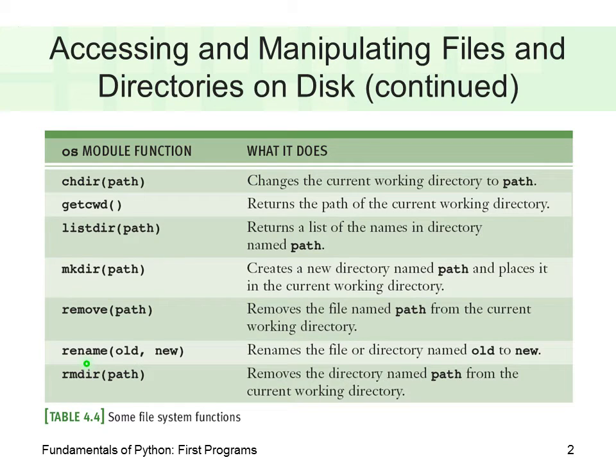Maybe we'd like to rename a file in our folder or even a directory. And to do that, you would just say rename old, new, old being the old name and new being the name we want to call it now. And then finally, we have rmdir path. This is remove directory. Remove the directory named path from the current working directory.